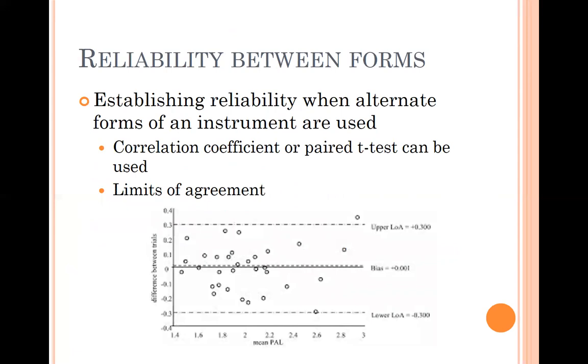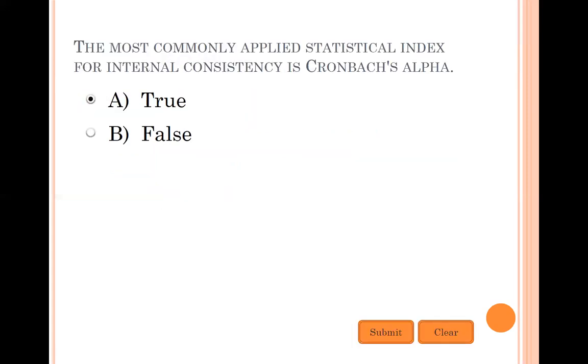The reliability between forms can also be established, and you're establishing the reliability when alternate forms of an instrument are used. So you have the correlation coefficient, or a paired t-test, that can help you look at these and the limits of agreement. And remember, the most commonly applied statistical index for internal consistency is the Cronbach's alpha.